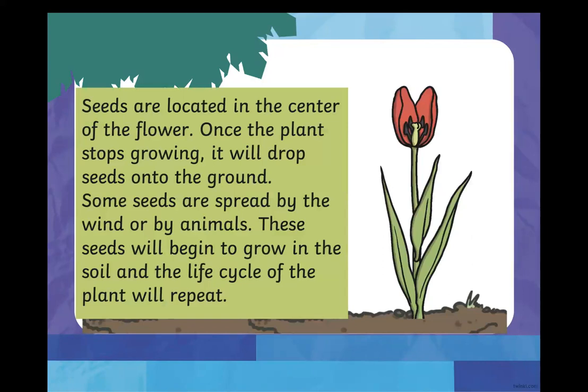Now the seeds are located in the center of the flower, just like this one. Once the plant stops growing, it will drop seeds onto the ground. Some seeds are spread by the wind or by animals. These seeds will begin to grow in the soil, and the life cycle of the plant will continue.